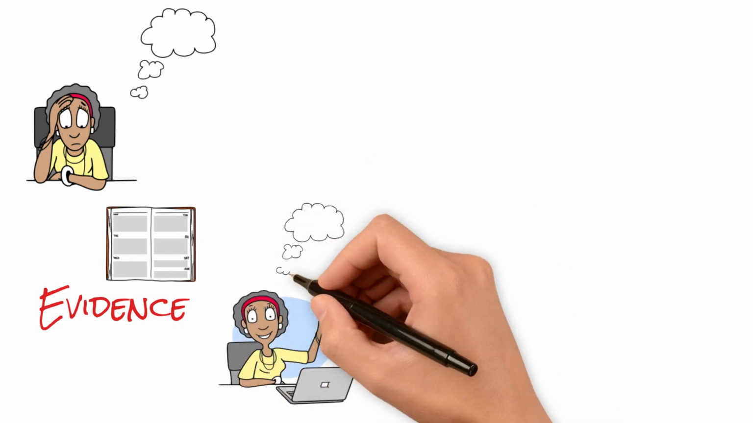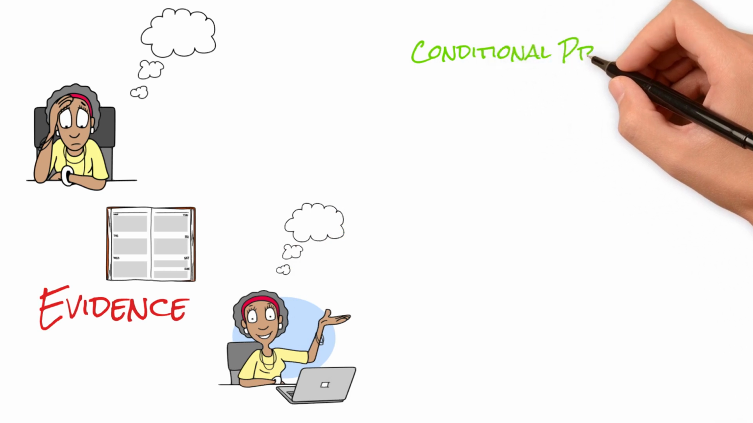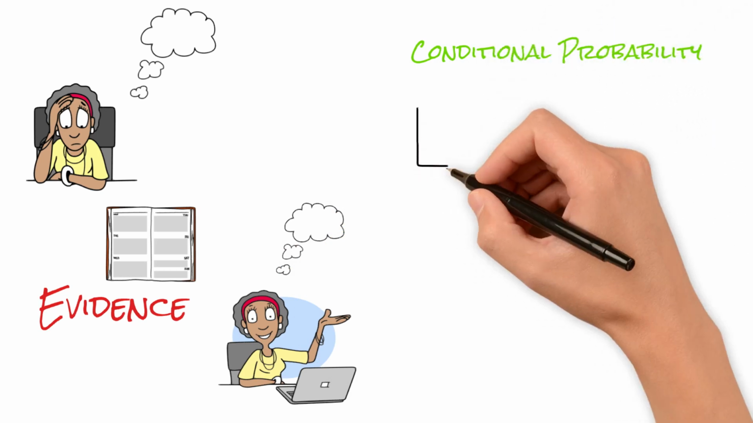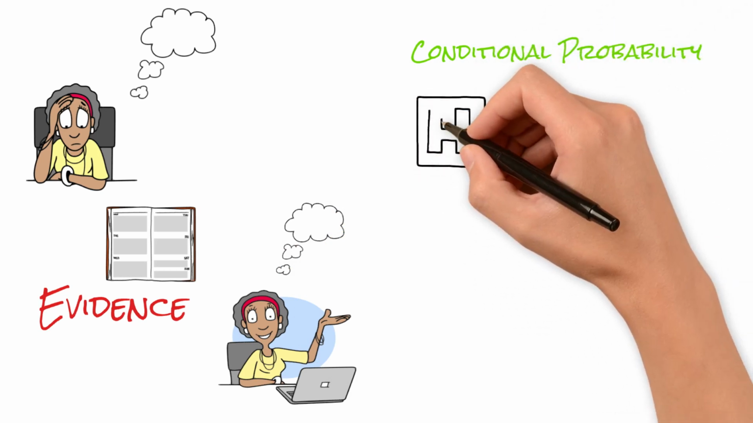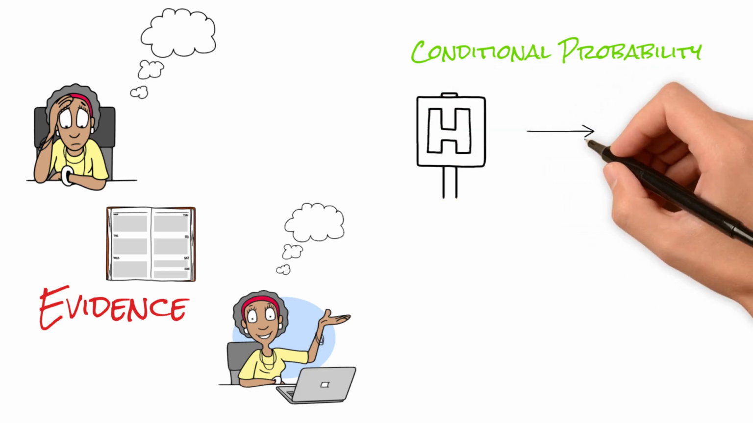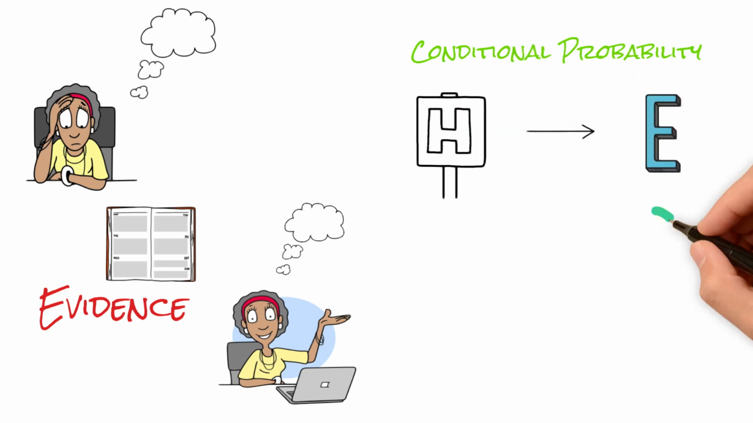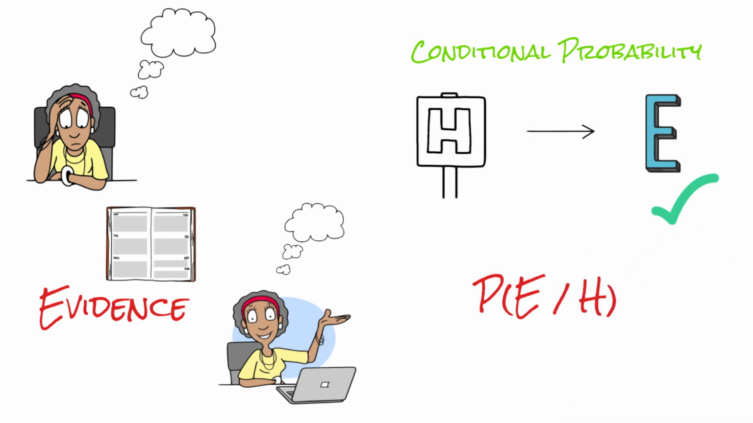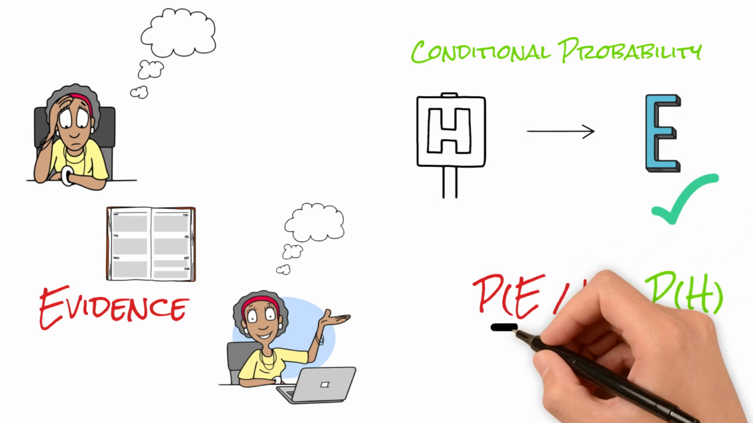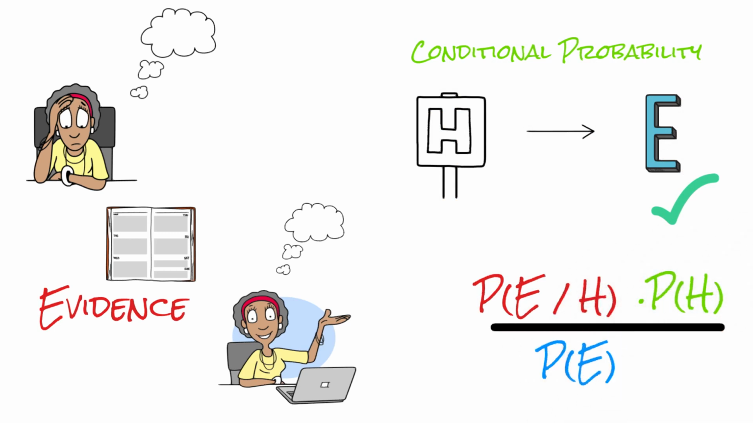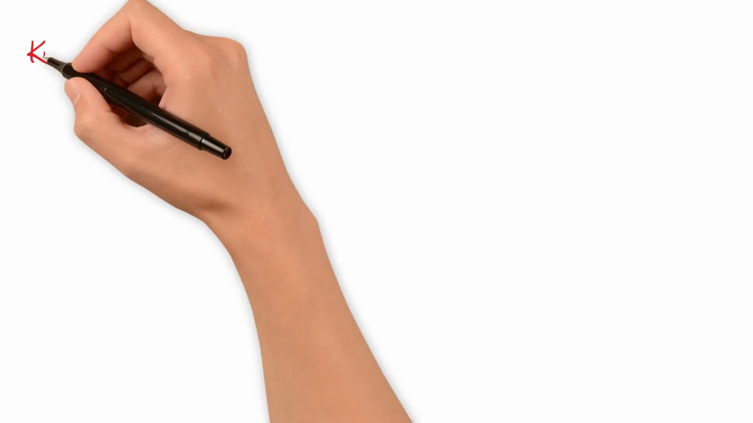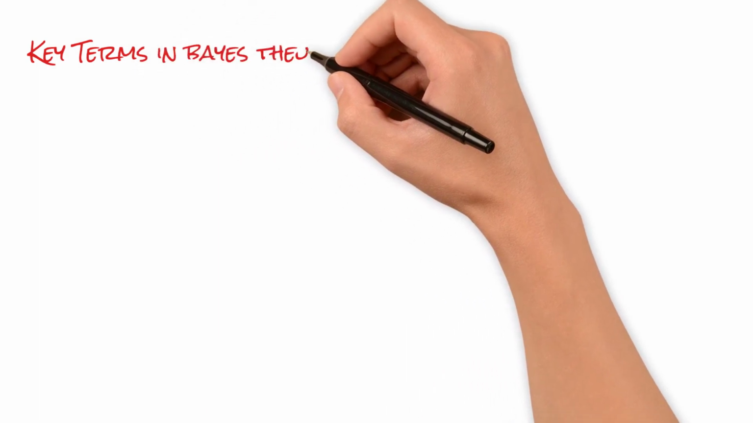At its core, Bayes' theorem is based on conditional probability. It's expressed as the probability of an event H happening given that another event E has already occurred. The formula looks something like this. In simpler terms, it calculates the probability of a hypothesis H being true given some observed evidence E. But to fully grasp this, we need to understand the key terms involved.